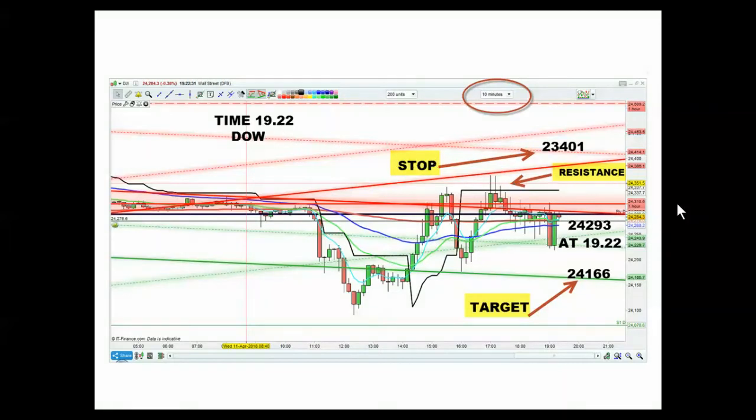I needed to just manage the trade. What I was looking at is the Dow was finding resistance. This level here, so this red line, you can see in there, 24,310 is that level of resistance. Okay, so it's been testing it.